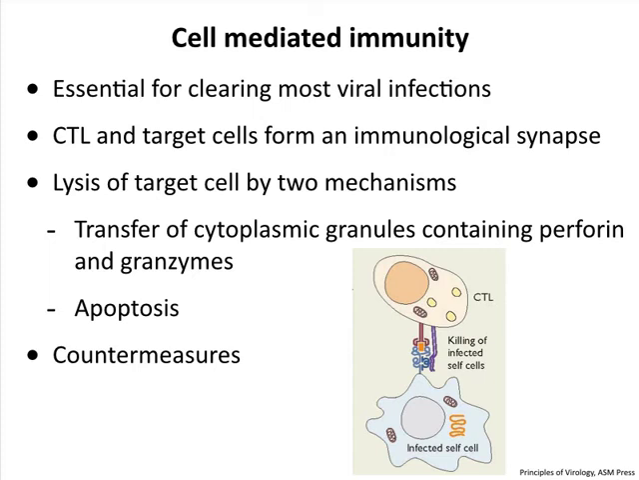The other arm of the adaptive response is cell-mediated immunity. These are CD8 T cells that have become cytotoxic T cells. And these are important or essential for clearing most virus infections. Not antibody, but cell-mediated immunity. So again, the dendritic cell has gone to the lymph node. It's presented antigen to a CD8 cell. It's detected as foreign. And that CD8 differentiates into a cytotoxic T lymphocyte.